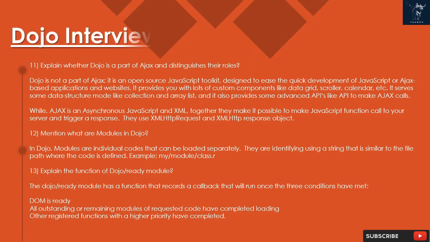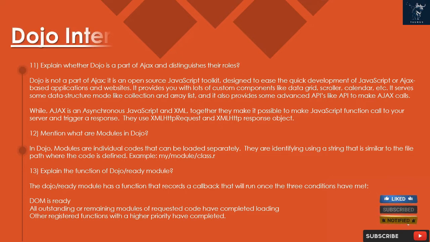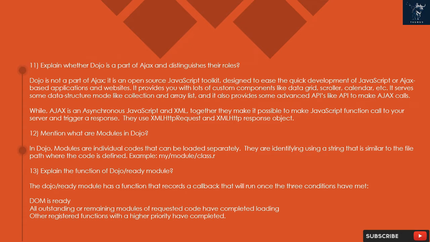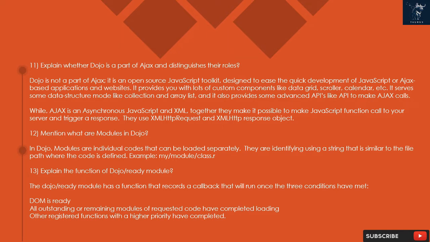It provides you with lots of custom components like data grid, scroller, calendar, etc. It serves some data structure modes like collection and array list, and it also provides some advanced APIs to make Ajax calls. While Ajax is asynchronous JavaScript and XML, together they make it possible to make a JavaScript function call to your server and trigger a response. They use the XMLHttpRequest and response object.